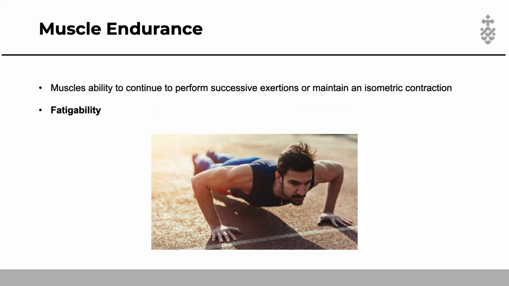Now, muscular endurance refers to the number of repetitions of a single exercise that you can do without needing to stop or rest. Examples include how many times you can do a push-up or a sit-up in a minute, or even isometric contractions, so how long can you hold yourself at the top of a pull-up? Muscular endurance is also commonly referred to as the fatigability of the muscle. It's how tired that muscle gets when performing successive repetitions or maintaining an isometric type contraction.